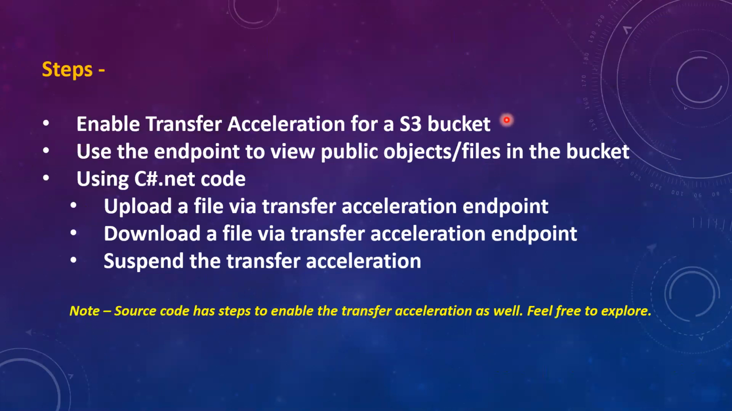The next thing that we will do is use the transfer acceleration endpoint to view public files present in our bucket. After that, using C#.NET source code, we will upload a file using the transfer acceleration endpoint. After we have uploaded a file, we will download a file from our bucket, again using the transfer acceleration endpoint. And finally, we will suspend transfer acceleration for our bucket using the source code. That is, via the source code, we will suspend transfer acceleration.